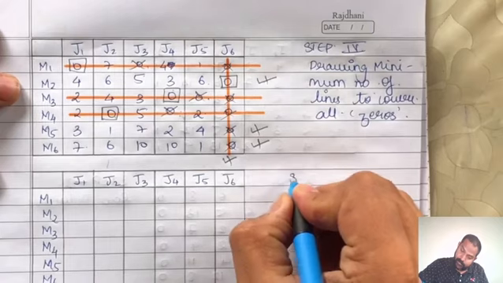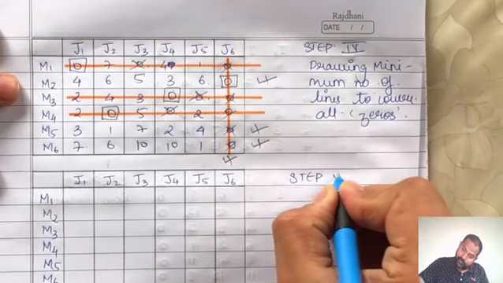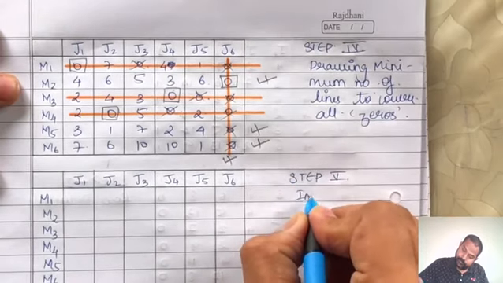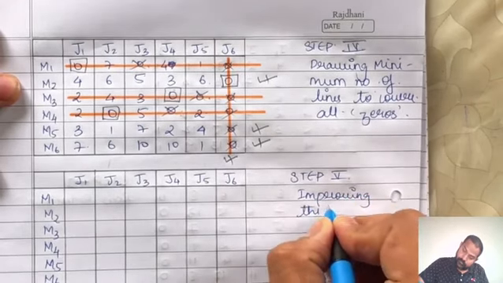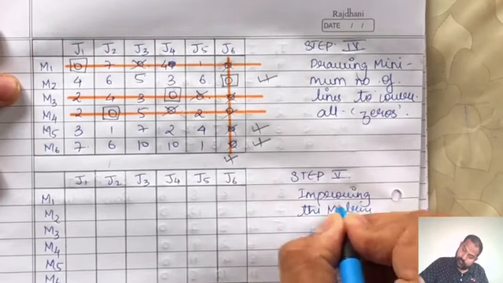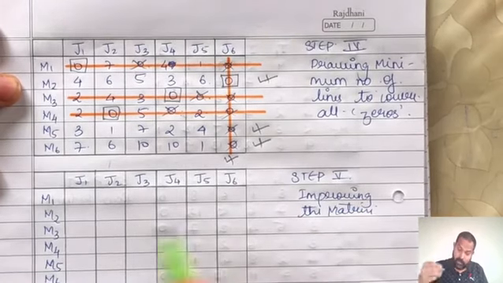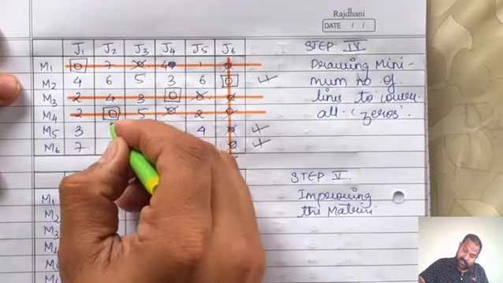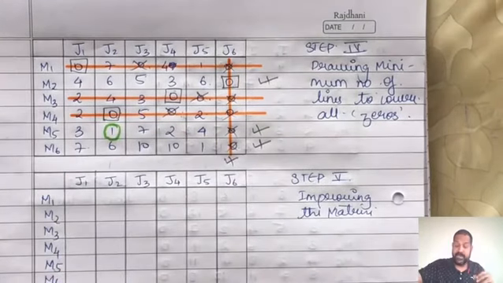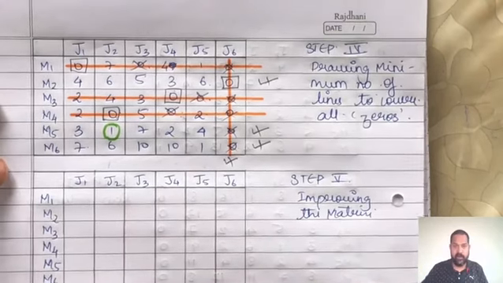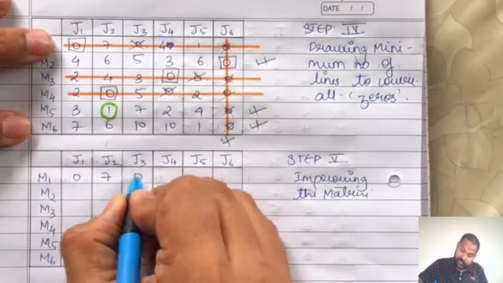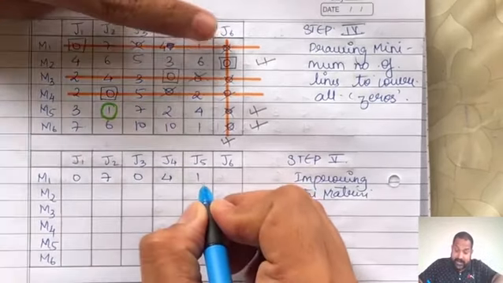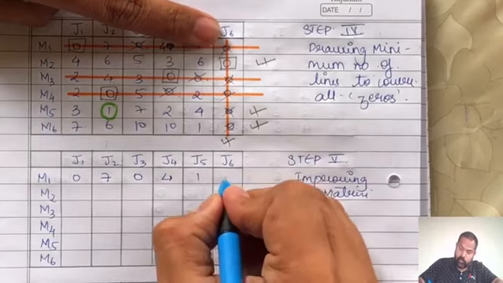So step 5. Improving the matrix. What do we do? Select the least, and the least is 0 in the uncovered. Subtract this from the uncovered, add it to the junction and leave the singly covered alone. So 0, 7, 0, 4, 1. This 0 is at the junction. You will have to add 1.